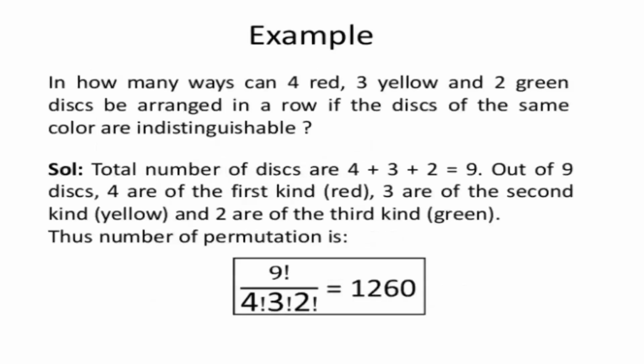Another example. In how many ways can 4 red, 3 yellow, and 2 green discs be arranged in a row if the discs of the same color are indistinguishable? I don't know if you understand what that means. The 4 red, you can't tell which one is which. If you've got 4 red marbles, you can't know which one is which, unless you put a mark on them, like this one is 1, that one is 2, that one is 3, that one is 4. But if it's 4 red marbles, you don't know which one is which, right? Same thing with the 3 yellow, 2 green.